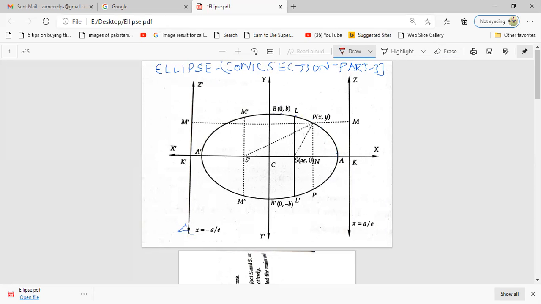In parabola we have seen one fixed line. Here you will find two fixed lines, Z and Z dash. These are two fixed lines, called directrix. There are two directrix, one on this side, one on this side. And the point P is moving from the fixed point, so you will find two fixed points. One fixed point is this one, and this one. So similarly, this is also a directrix.